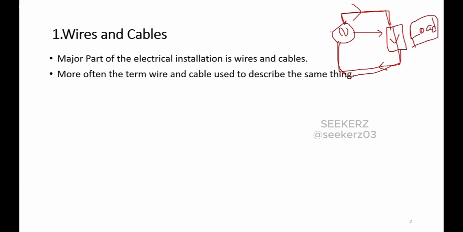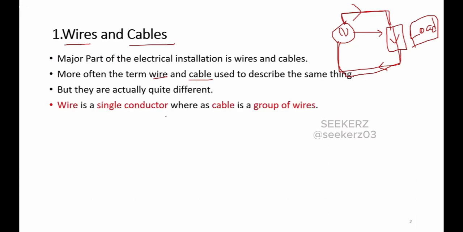As well as for electrical installations, to give power from the supply to the loads, we need some conductive materials. Normally this conductive part is supplied by wires and cables. Any conductive thing connecting the source and loads, we normally call wires or cables in practice. But these two have a little bit of difference. Let's see what the difference is.